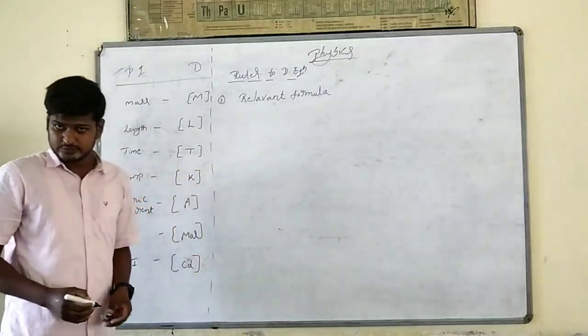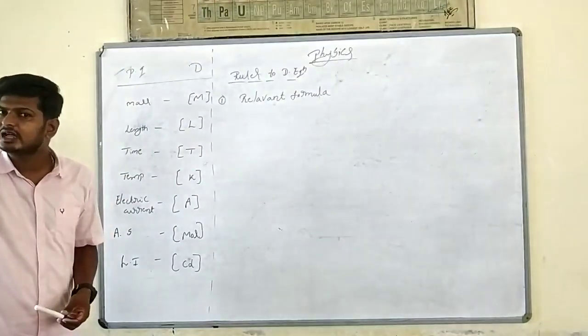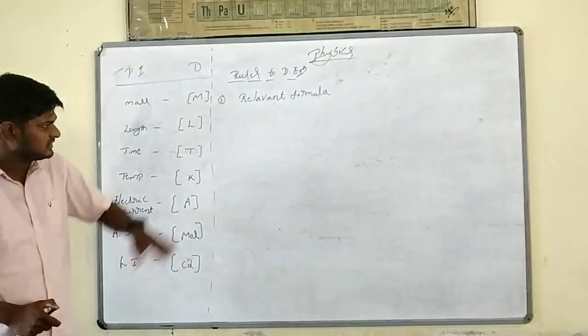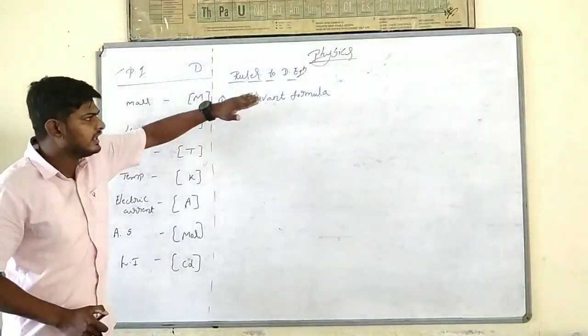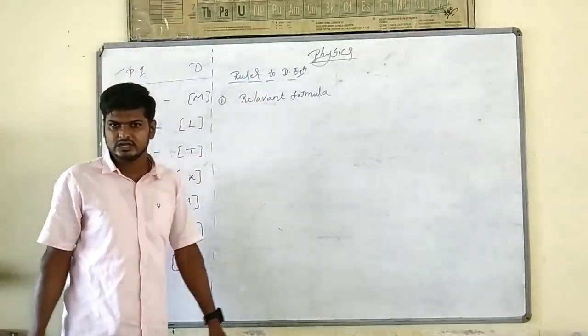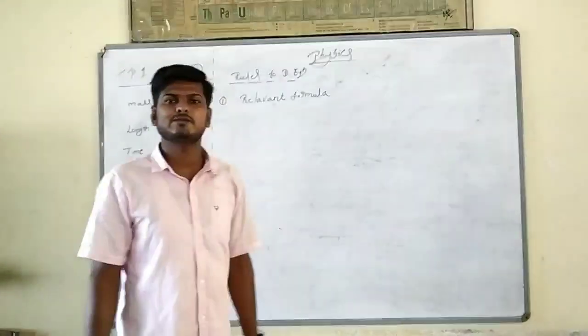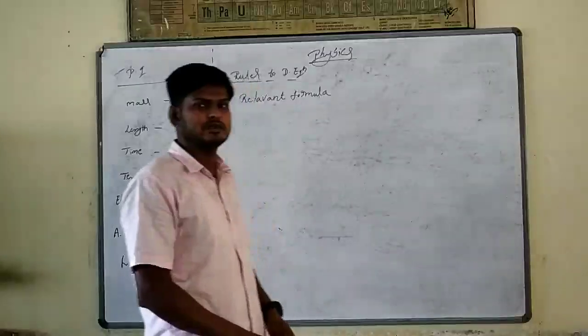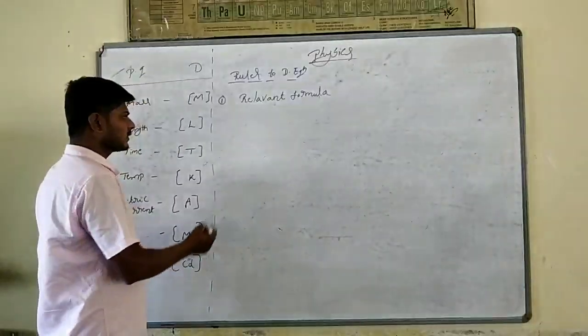First one, whenever they ask you to write the dimension for a given physical quantity, first we should write the relevant formula. Write the relevant formula for the given physical quantity.